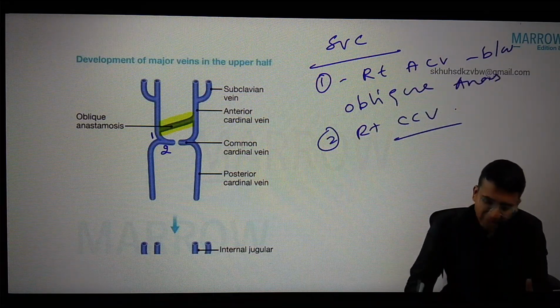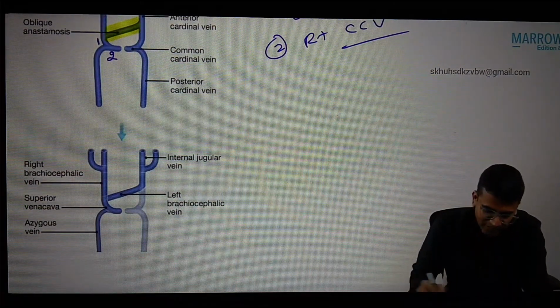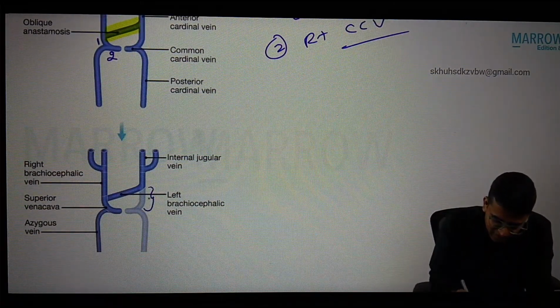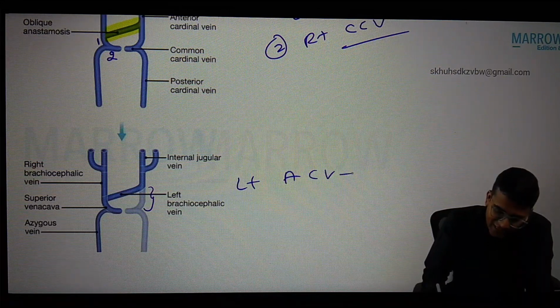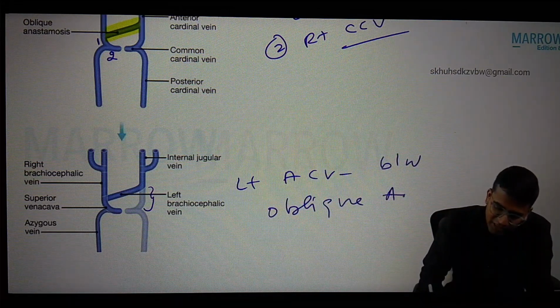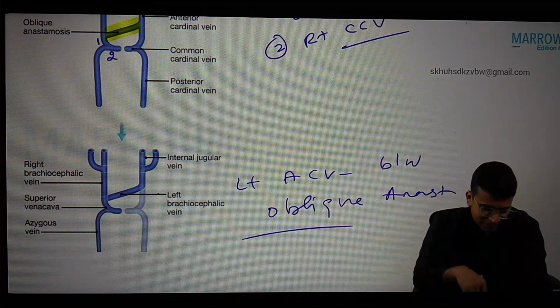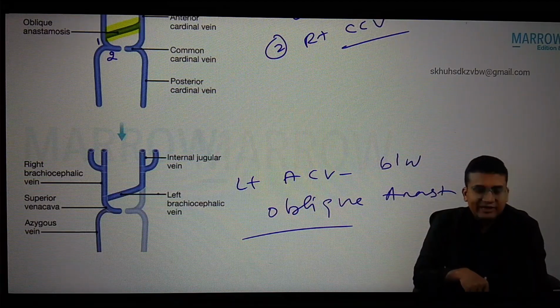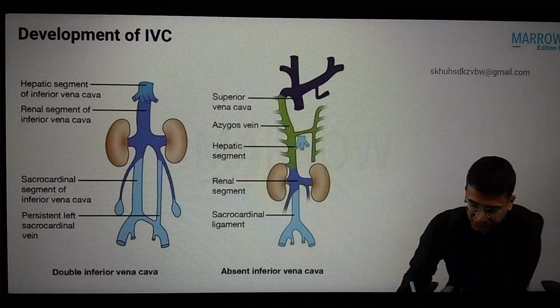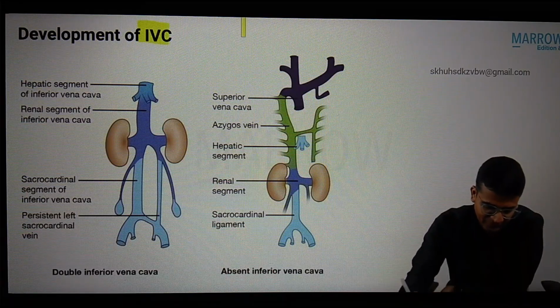Okay, what is number 2? Right side common cardinal vein. I told you the counterpart, left side. That is our, this part. Left side anterior cardinal vein below the oblique anastomosis. Below the oblique anastomosis, that will regress. Okay, right. So that's all about our superior vena cava formation. Okay, right. So now we're going to see the development of inferior vena cava.